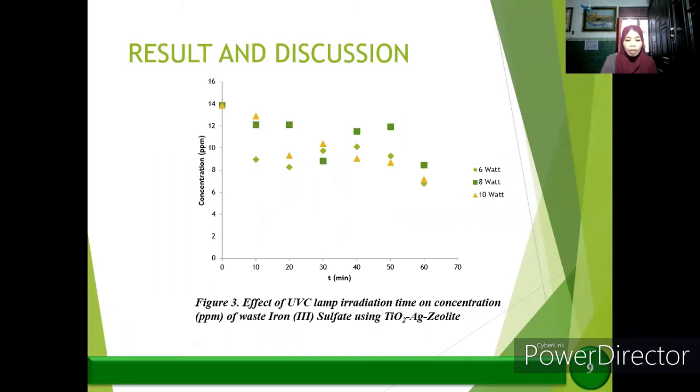And in the last figure, it is shown that a UVC lamp with a power of 6 watt at 60 minutes resulted in a decrease in the iron sulfate concentration to 6.79 ppm. The concentration with a UVC lamp with a power of 8 watt at 60 minutes was 8.47 ppm, and at 10 watt at 60 minutes it produced an iron sulfate concentration of 7.17 ppm.